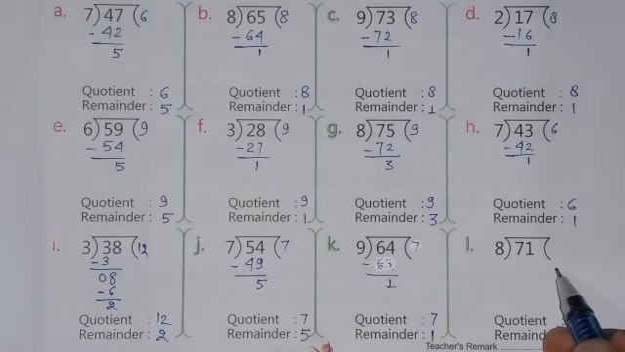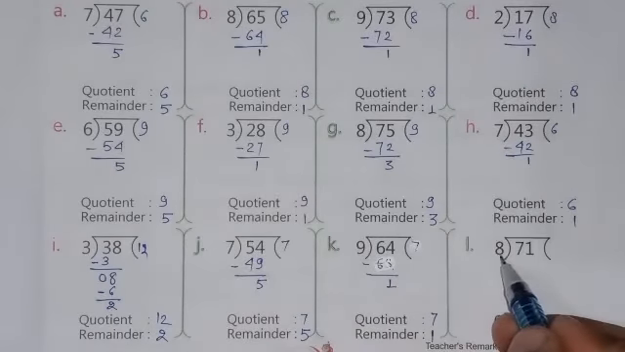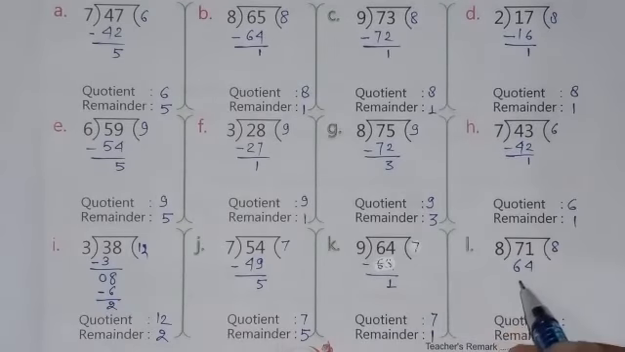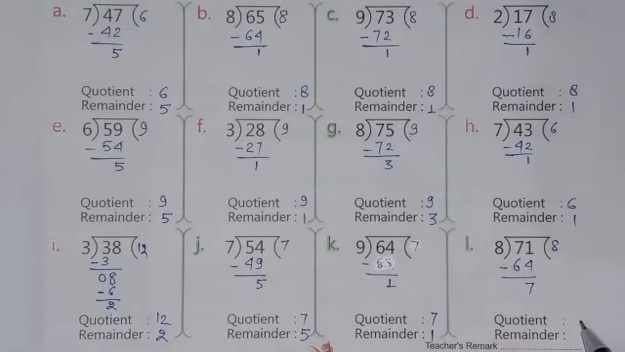In the last question, in the table of 8, 8 8s are 64. On subtracting, you will get 7. So the quotient is 8 and the remainder is 7.